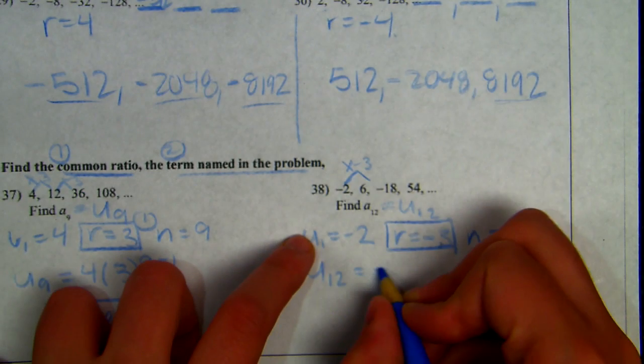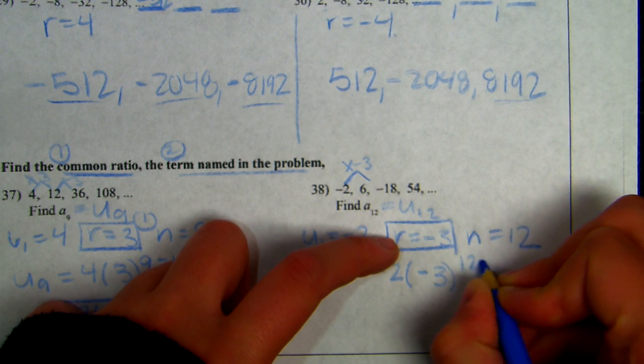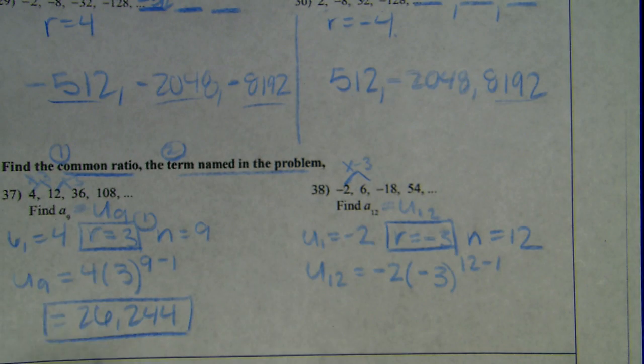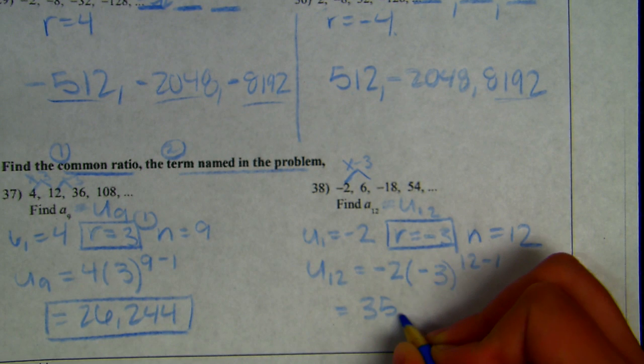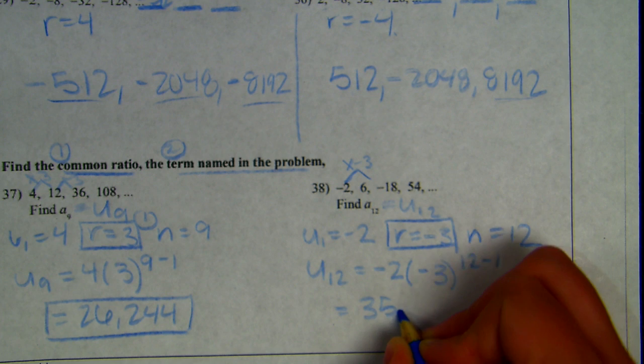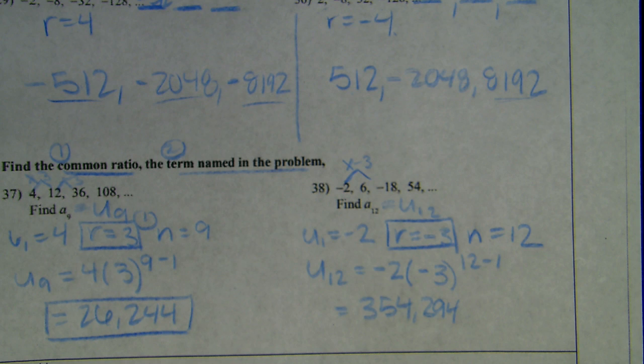So using my formula, I have the first term, which is negative 2, times my common ratio of negative 3 to the n minus 1, so 12 minus 1. Once again, it's really important here that you put your negatives inside parentheses because otherwise your calculator won't count your negative as part of the exponent and it'll get all funky. So we have negative 2 times negative 3 to the 12 minus 1, and that gives me 354,294.